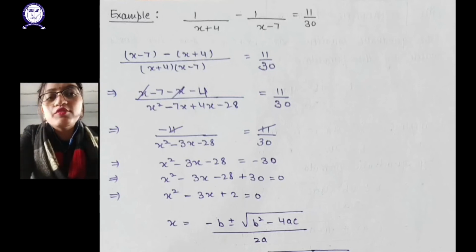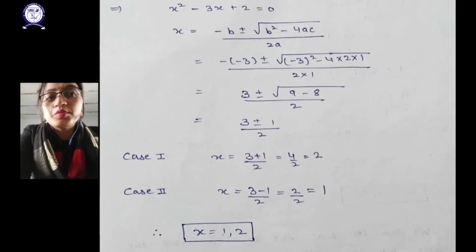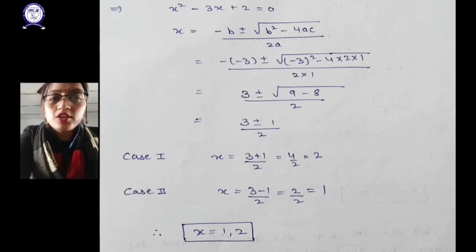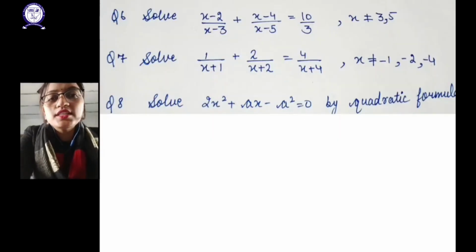So the quadratic formula is minus b plus minus under root b square minus 4ac upon 2a. We will just put the values, and we will get the answer like 3 plus 1 by 2 and then 3 minus 1 by 2. I hope this question is clear to all. Now let's see some previous year questions based on the quadratic formula.